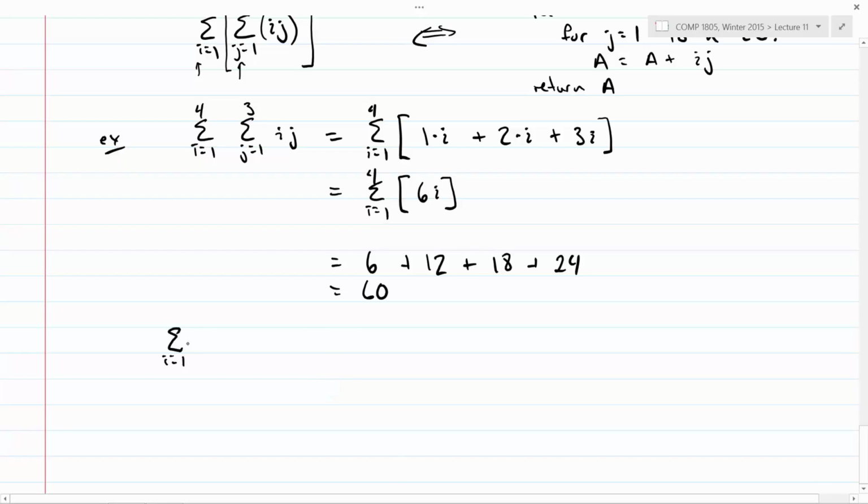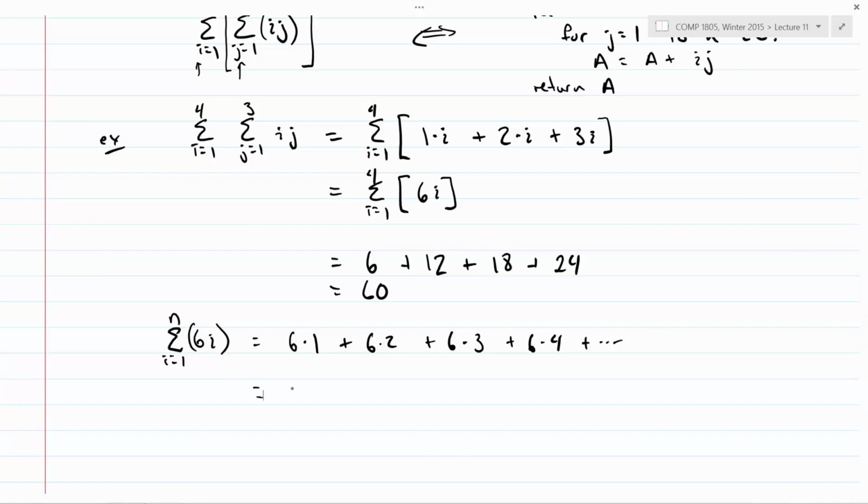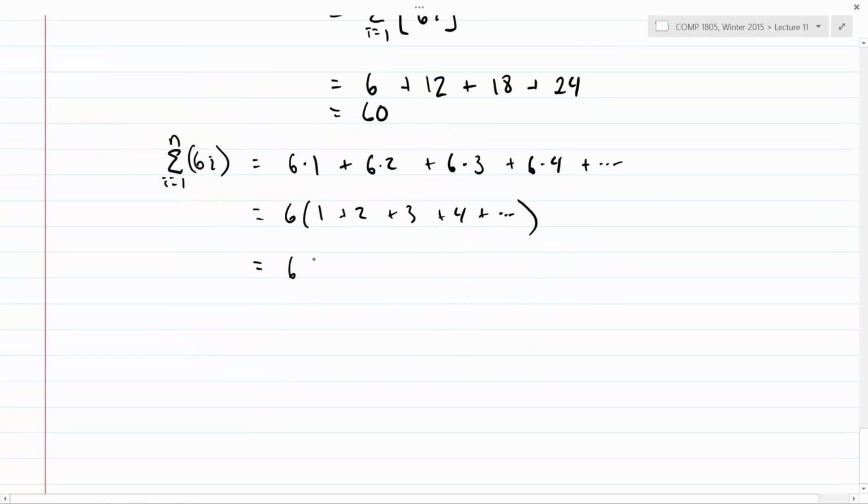The sum from i equals 1 to, let's say n, of 6i. Well, that's the same thing as 6 times 1 plus 6 times 2 plus 6 times 3 plus 6 times 4, and so on. And if every term is multiplied by 6, then I can factor that 6 out. So that's 6 times (1 plus 2 plus 3 plus 4, and so on). So really, another way to write this is 6 times the summation from i equals 1 to n of i.